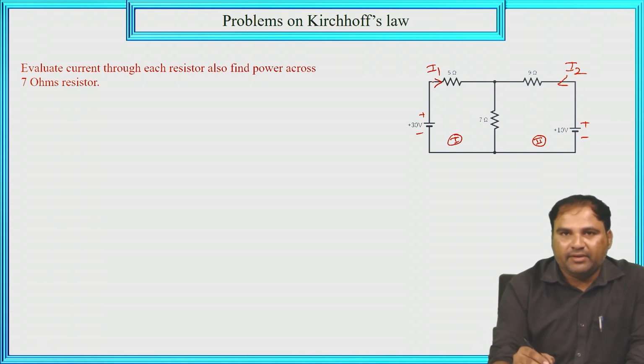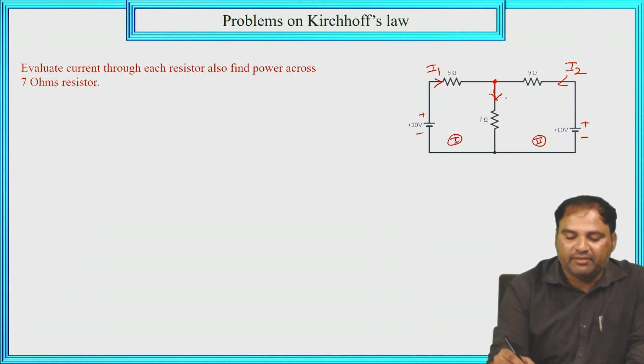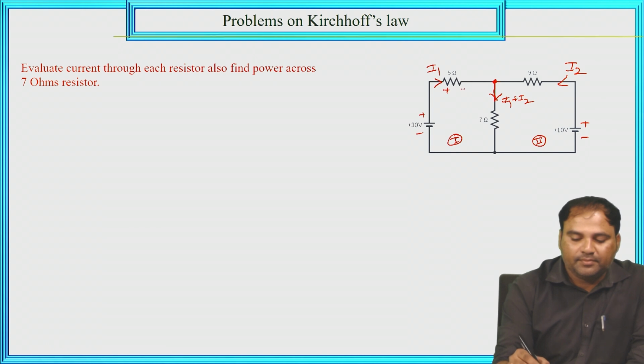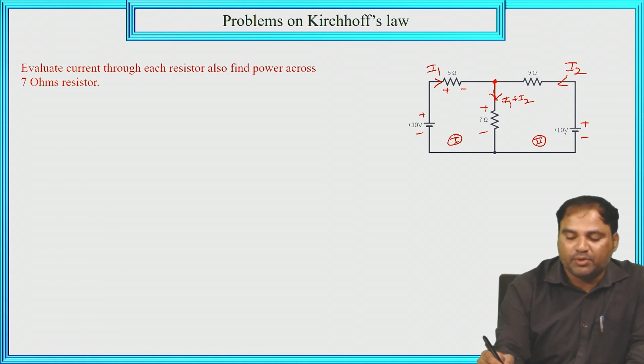Now I1 and I2 currents are towards this point. From this point current is downwards. Now I1 and I2 are adding at this point, and from this point current is downwards, means I1 plus I2. Now assign the polarities: plus minus, plus minus, and here anti-clockwise direction. As per the current directions, assign the polarities. Here already is there plus minus, and here plus minus.